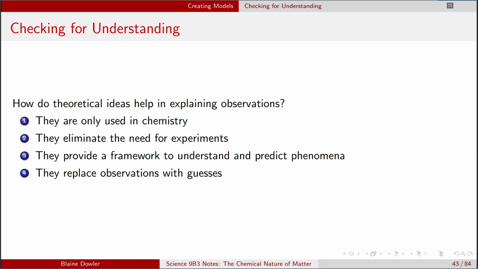How do theoretical ideas help in explaining observations? They are only used in chemistry, they eliminate the need for experiments, they provide a framework to understand and predict phenomena, they replace observations with guesses. Pause now if you need more time. They provide a framework to understand and predict phenomena. If your ideas cannot predict what will happen in certain situations, nobody will take those ideas seriously. It will never achieve the status of scientific theory.